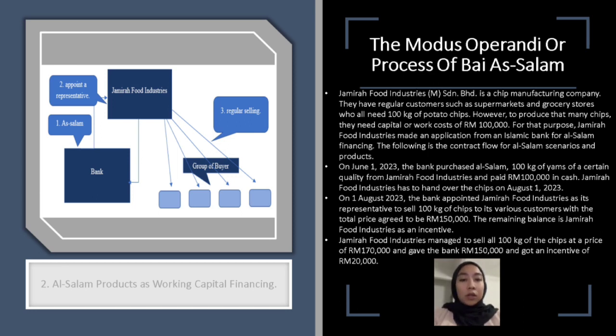On 1st August 2023, the bank appointed Jamirah Food Industry as its representative to sell 100 kg of the chips to its various customers with the total price agreed to be 150,000 ringgit. The remaining balance is for Jamirah Food Industry as an incentive. Jamirah Food Industry managed to sell all 100 kg of the chips at a price of 170,000 ringgit and gave the bank 150,000 ringgit and got an incentive of 20,000 ringgit.